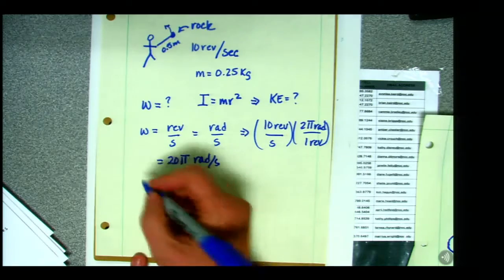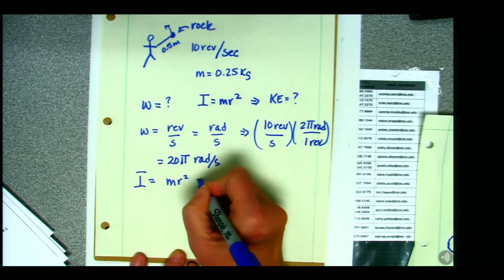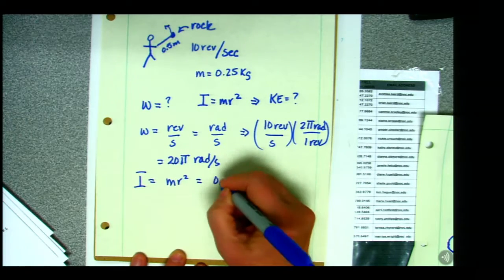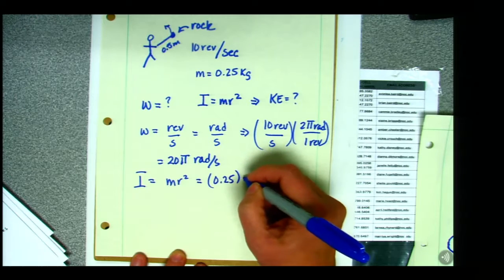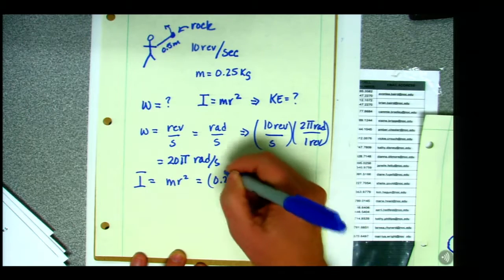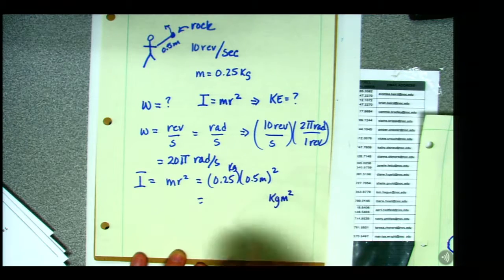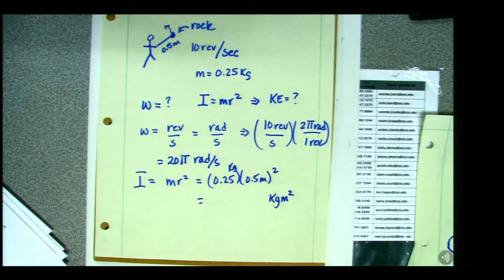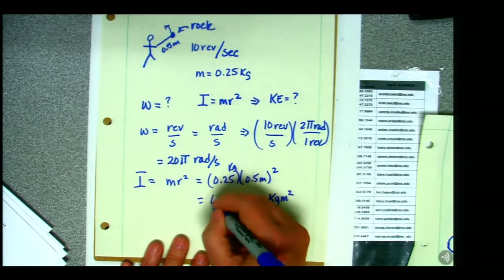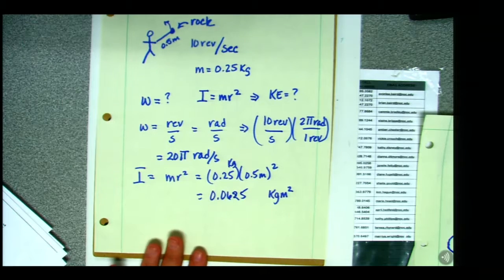My moment of inertia is just my mass times the radius squared. That's 0.25 kilograms times my radius, which was 0.5 meters, squared. So we end up in weird units of kilograms meters squared. So 0.25 times 0.5 squared gives me 0.0625 kilograms meters squared.